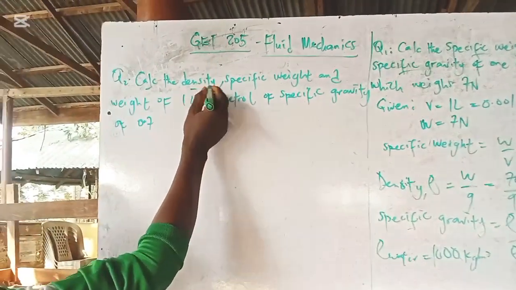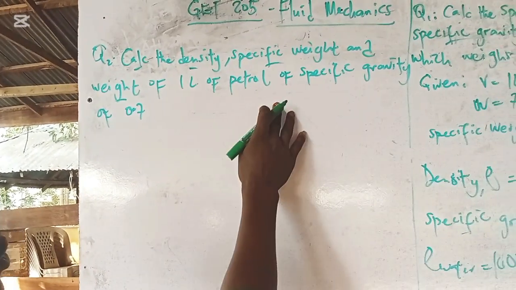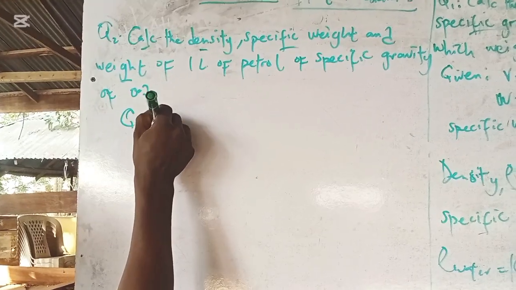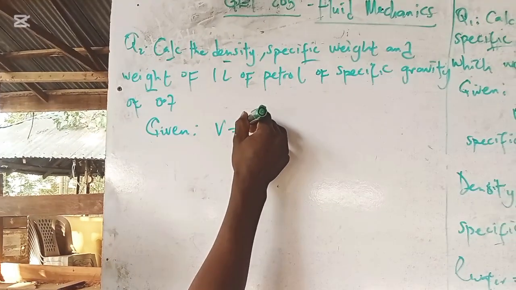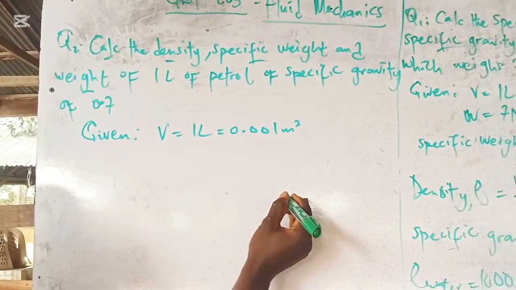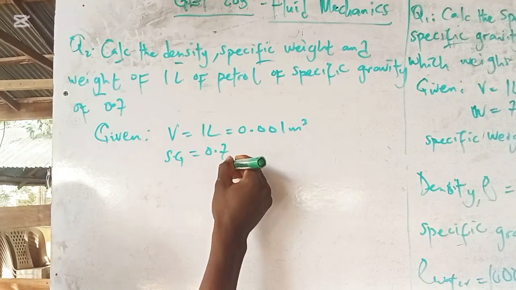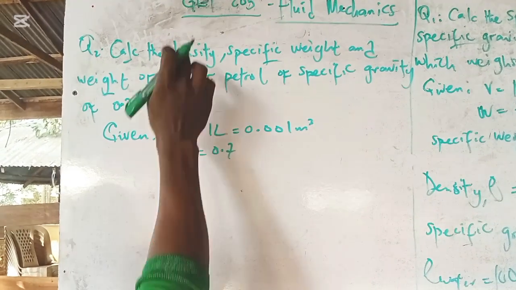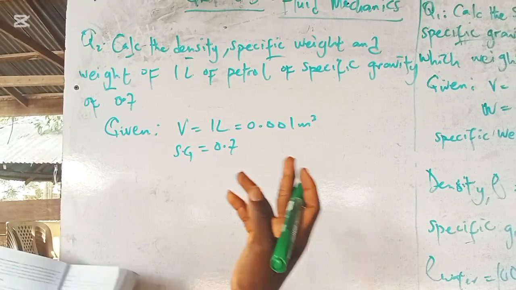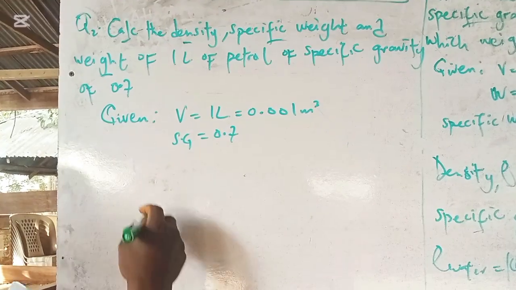We have to calculate density, specific weight, and weight. Then we are given volume and we are given specific gravity. Let's write out the given. What were we given? We are given volume of 1 liter, which is equal to 0.001 meter cube. Then we are also given specific gravity of 0.7. So now, the normal formula for density is supposed to be what? Mass over volume. But we don't have mass, though we have volume. So we have to use another formula.